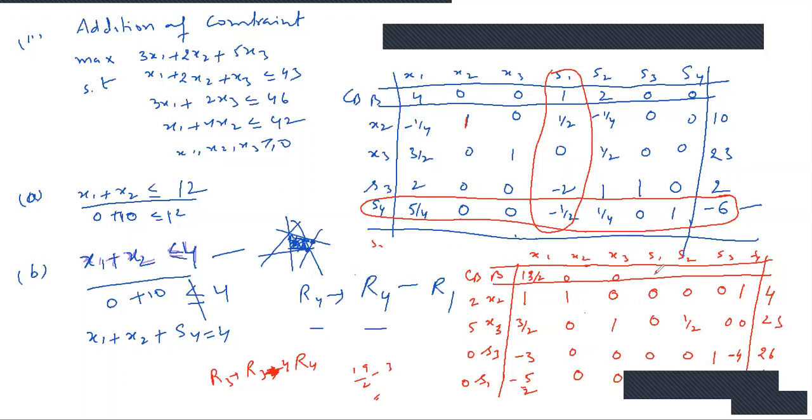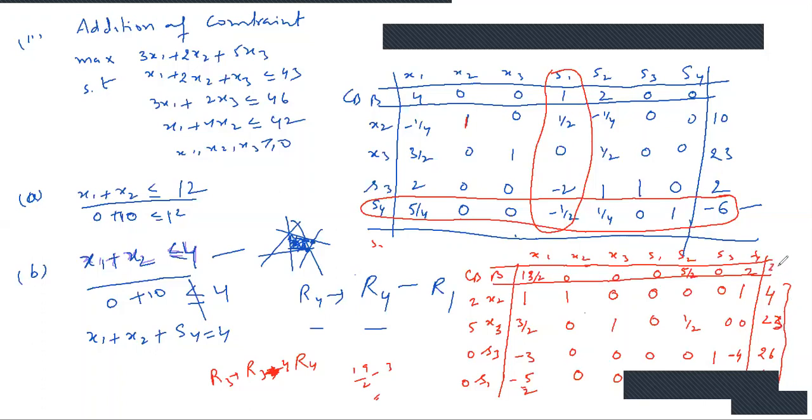Here what will you get? You will get 5 by 2. Here what will you get? 0, and this is 2. You see, now the Zj minus Cj's are all greater than or equal to 0. Obviously, optimality is maintained, and you see your feasibility is retained. This was 23. So you got a new optimal solution.